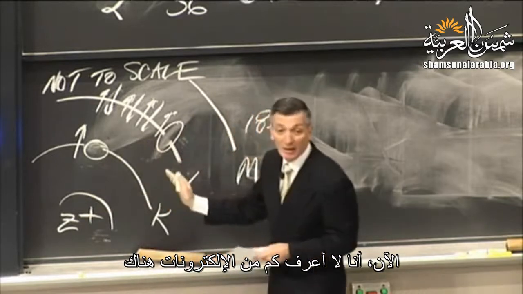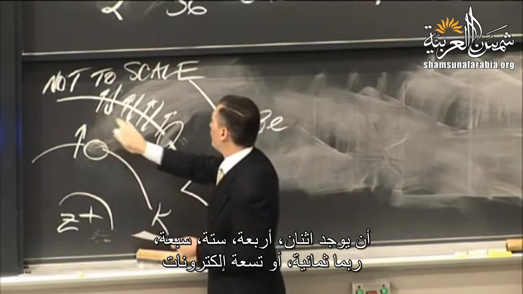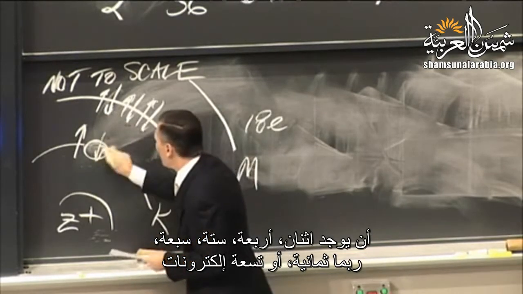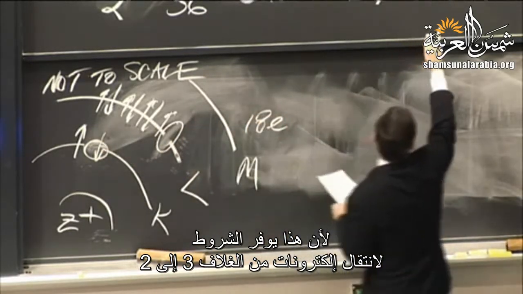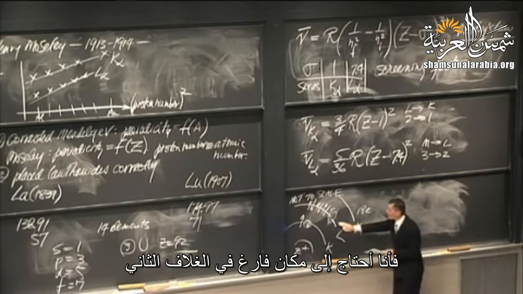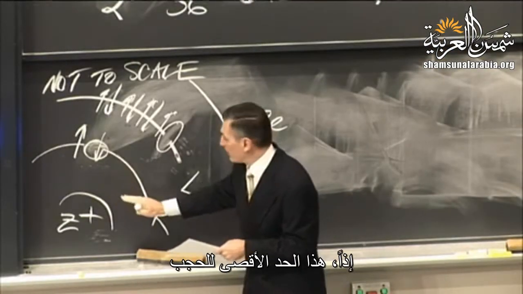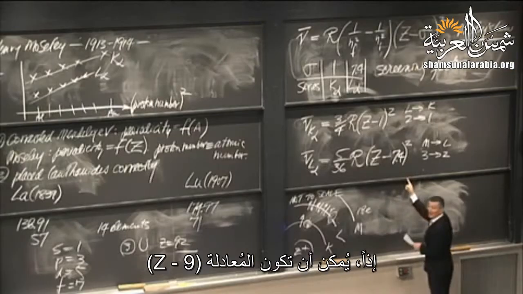Now, I don't know how many electrons there are. What's the extreme case here? 2, 4, 6, 7, maybe 8, 9. Because this would still give me the conditions to generate the transition 3 to 2. I need a vacancy in 2. I don't need a vacancy in 1. So this is the maximum. So that would be 2, 4, 6, 8, 9. So it could be Z minus 9.